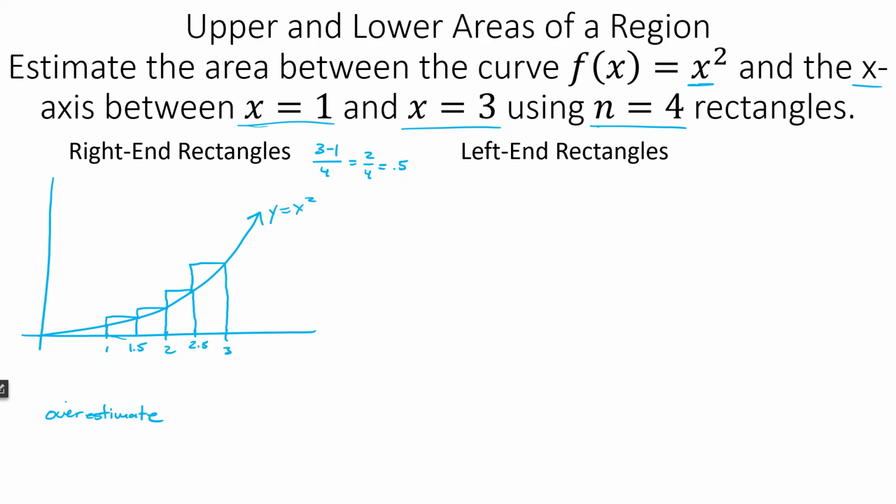And let's see, this would be the sum, so we'll just do it this way. 1.5 squared is the height here, times 0.5. The height here would be 2 squared times 0.5. The next one would be 2.5 squared times 0.5. And the last one would be 3 squared times 0.5. And then we'd want to work all this out and see what this works out to. And that would be our area under the curve, our guess at it anyways.